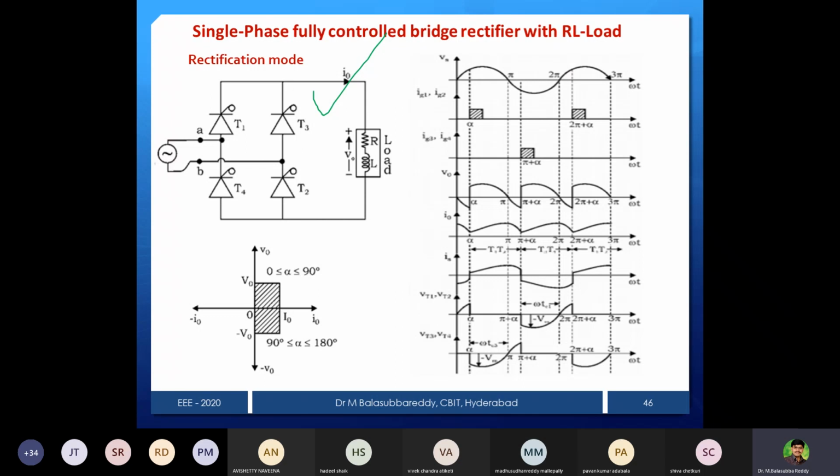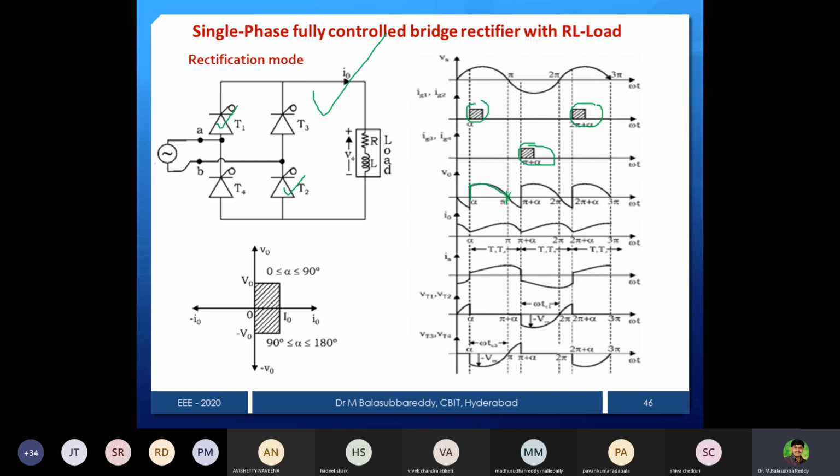Now we can see the waveform. What is this rectification mode of operation? In a rectification mode of operation, alpha must be less than 90 degrees. So up to 90 degrees is fine. At exactly 90 degrees, average will be 0. Now we can see alpha less than 90 degrees, somewhere at 30 degrees. I made a firing angle to Ig1 and Ig2. Similarly, at pi plus alpha, there are Ig3 and Ig4. Once Ig1, I mean T1, T2 is conducting, what is your voltage? Same as the source voltage.